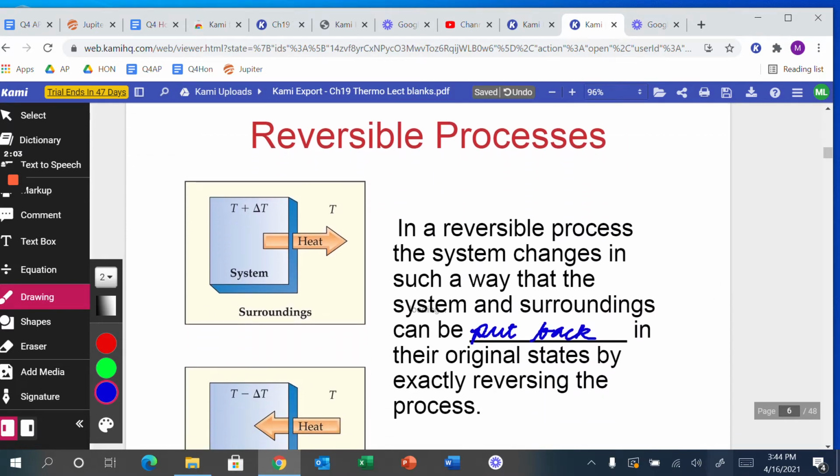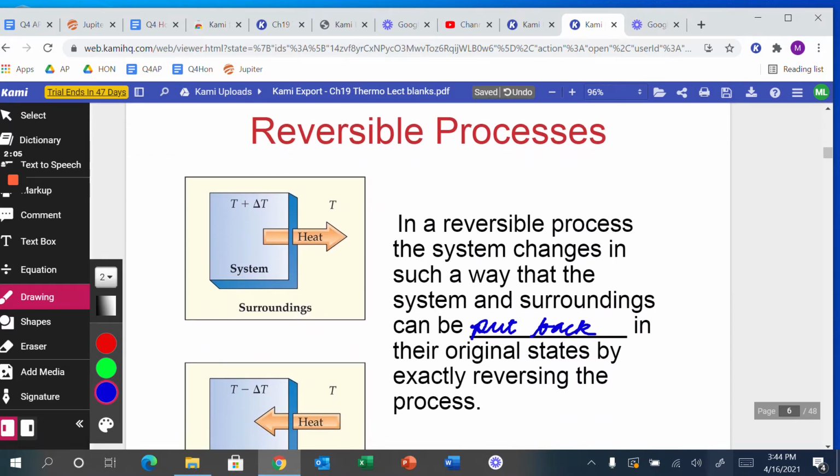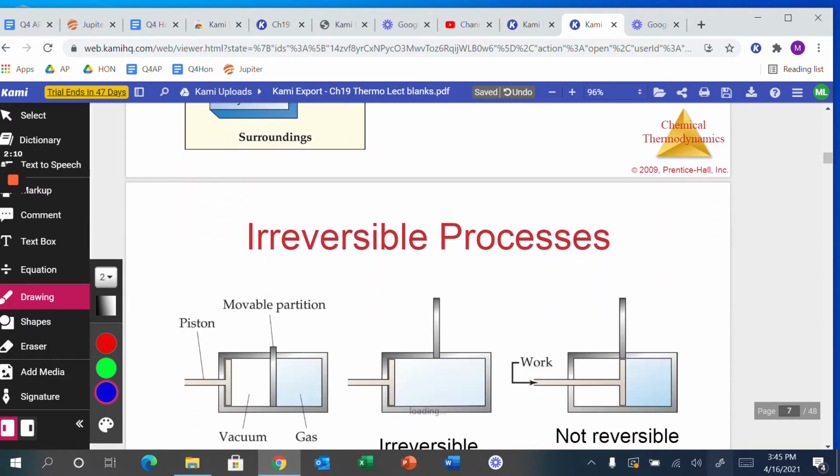Okay, so we're also going to talk about reversible processes. Of course, reversible means you can put it back. It's easier to talk about irreversible.